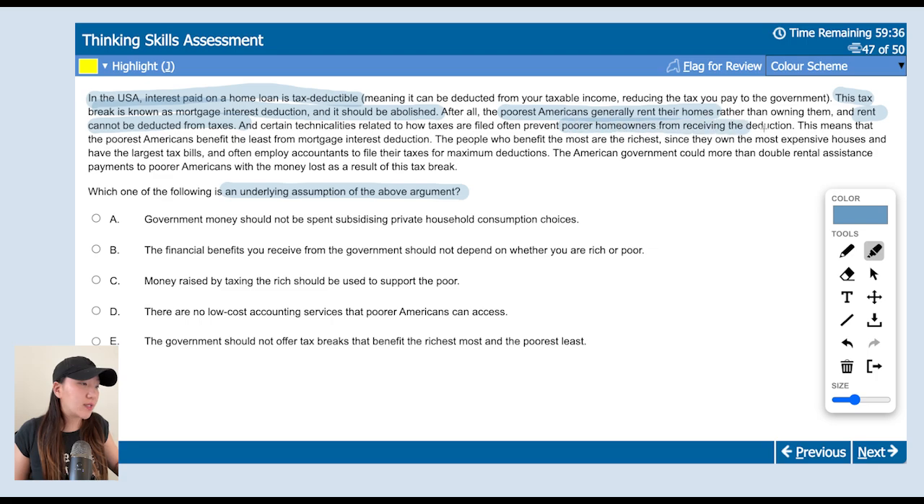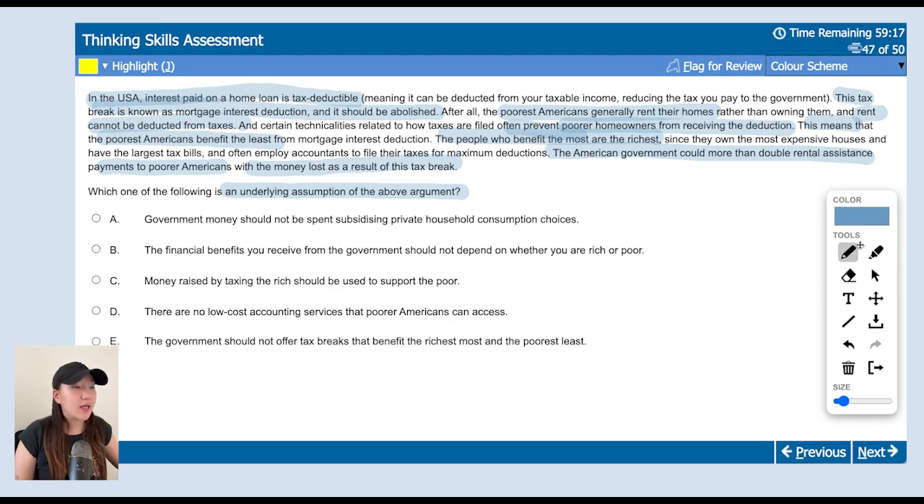Poorer homeowners, sometimes they're prevented from receiving the deduction. This means the poorest Americans benefit the least. The people who benefit the most are the richest, and the American government could more than double rental assistance payments to poor Americans with the money lost as a result of this tax break.